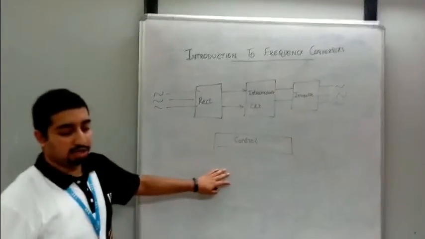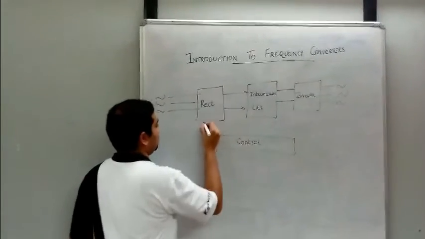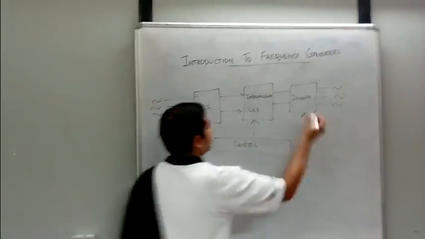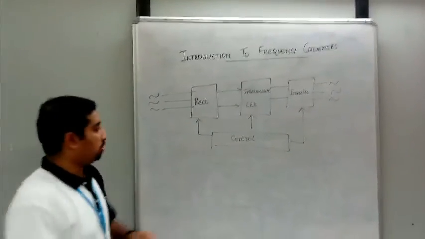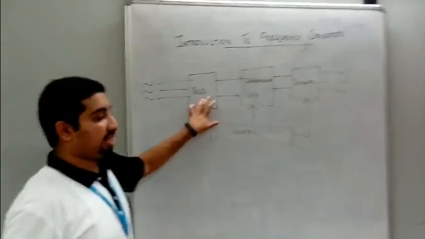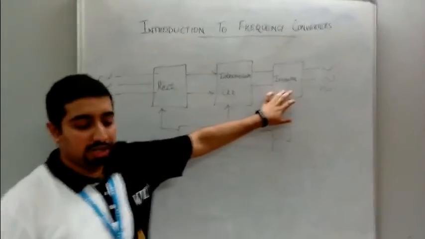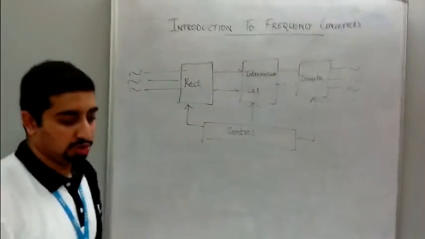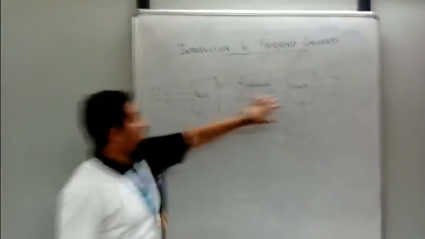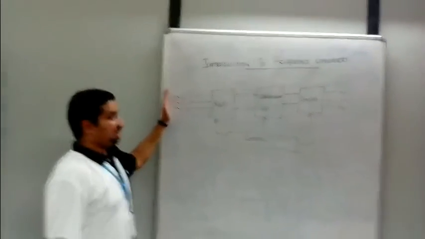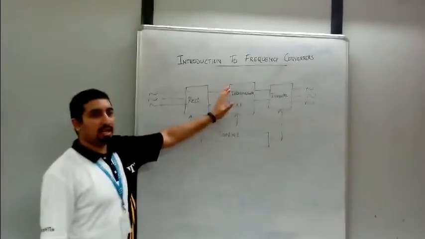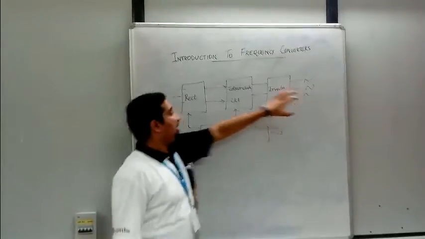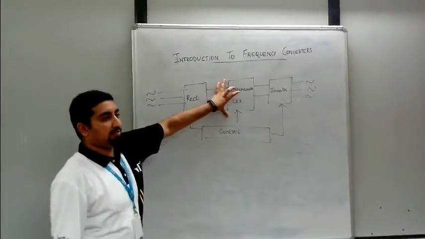So with this, there is one more unit, which is your control unit. This control unit controls the rectifier, the intermediate circuit, and the inverter circuit. This control unit has firing angle controls for the rectifier, firing angle controls for the inverters, and also intermediate circuit controls. So these components are very simple. First, there is input AC, it rectifies to pulsating DC, and the output is DC and it inverts into AC.